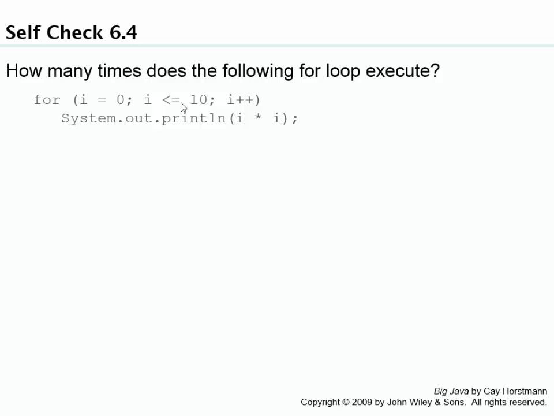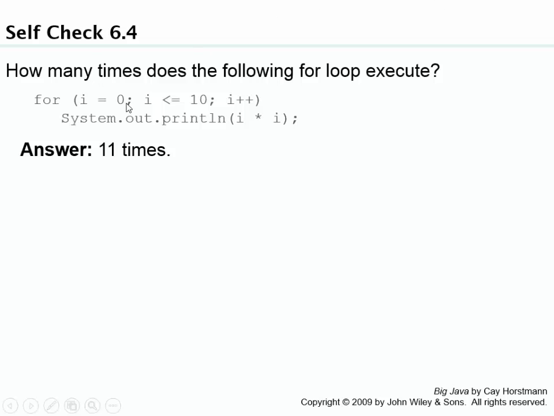Because as soon as you get to 10, well, 10 is not less than 10, so the condition would fail. But you actually get 11 times through the loop. This is called an off-by-1 error, and this happens a lot for programmers that don't pay attention so much to the detail, and they realize, oh geez, I'm doing this too many times. But it's a very common problem.